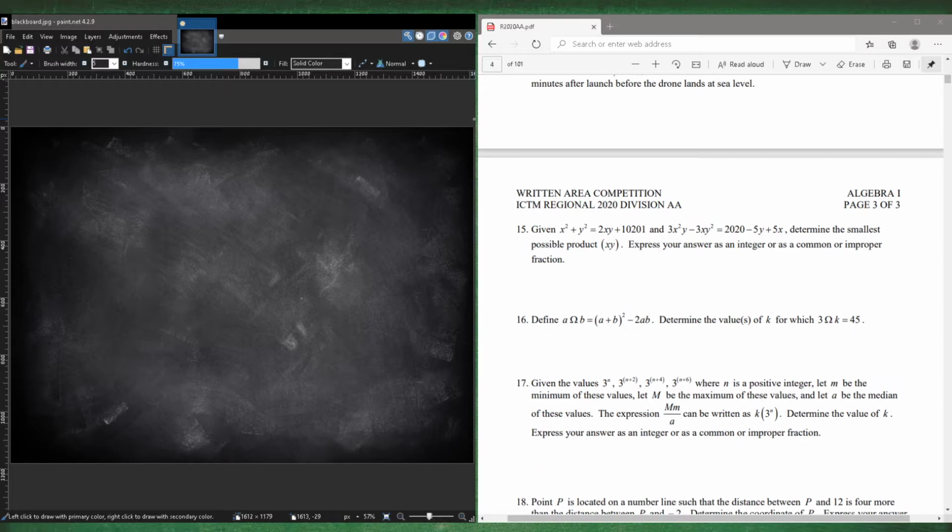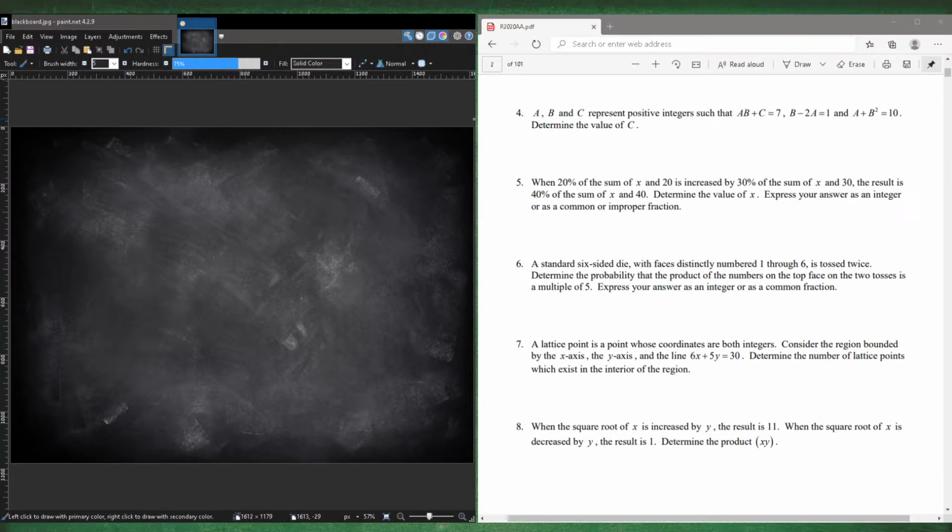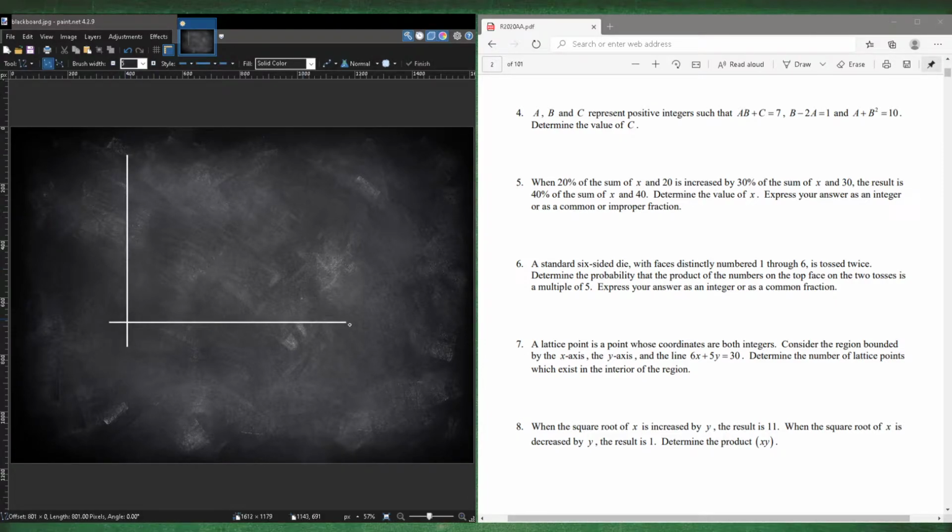Okay, so now let's go with number 7. A lattice point is a point whose coordinates are both integers. Consider the region bounded by the x-axis, the y-axis, and the line 6x plus 5y equals 30. Determine the number of lattice points that exist in the interior of the region. So we had to graph the y-axis, the x-axis, and our line. Since the coefficients are positive, it's something like this.